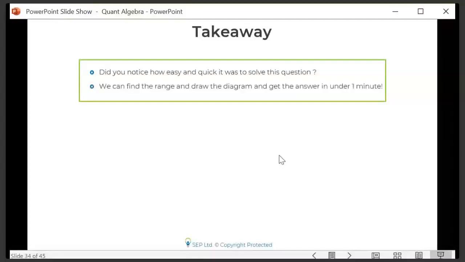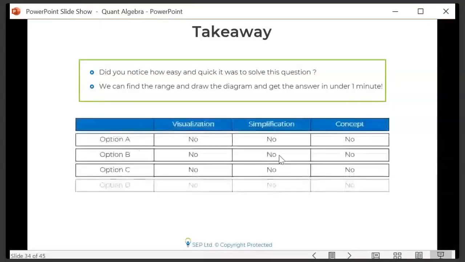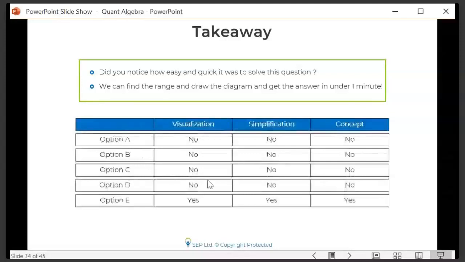Really, really easy question. So I knew some of you would mark the answer as C. Those of you who did, I believe that you really need to work on your visualization and simplification skill. You may know some of the concepts, but you're still making a big mistake in simplification and visualization. So do work on that.